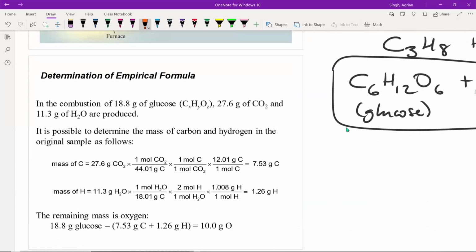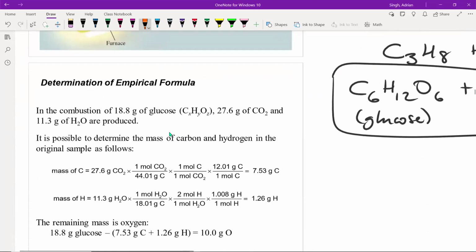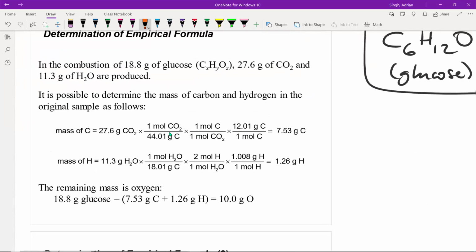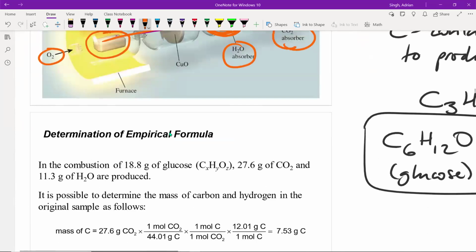Let's say that we have the combustion of 18.8 grams of glucose. So we know that we are starting here with a certain amount. This is our sample that we're putting in the combustion chamber. We know how much of that we're putting in, and we know what that is. It's 18.8 grams of glucose. We know some basic information: glucose is made up of carbon, hydrogen, and oxygen, right? And then we've subjected it to the process we described before.